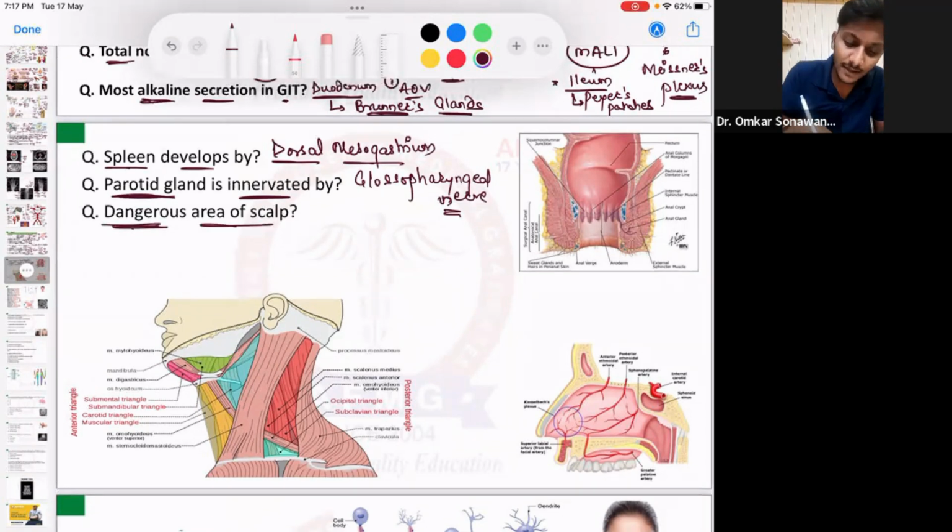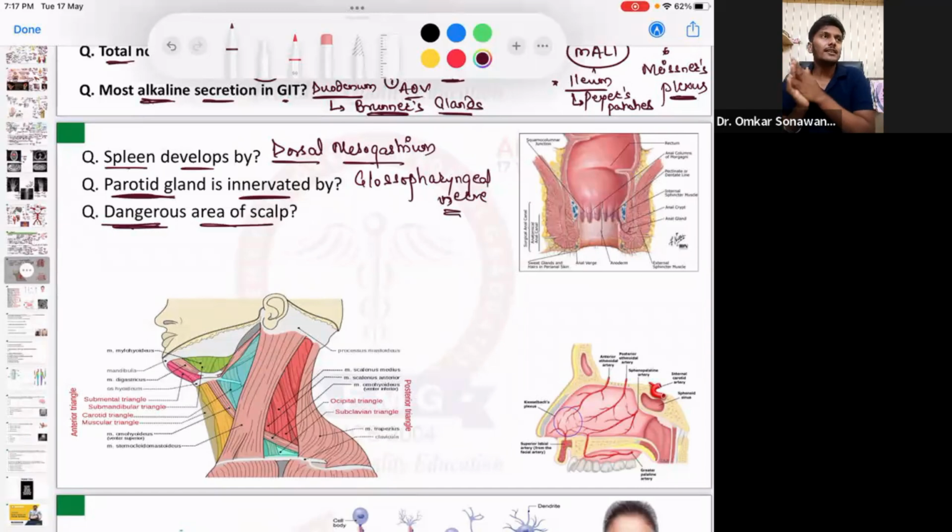The scalp has 5 layers. S for skin, C for dense connective tissue, A for the aponeurosis layer, which is known as the Galea aponeurotica, L for loose areolar tissue, and P for the periosteum or the pericranium, whatever you want to call it.